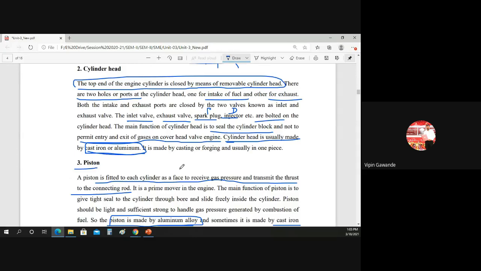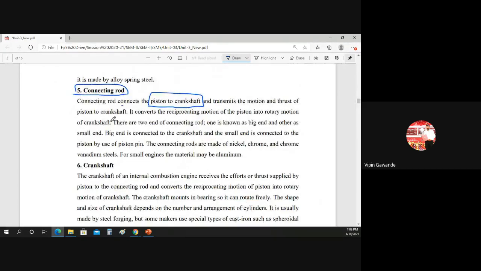Okay, so that is your connecting rod. We have seen here, there are two ends of the connecting rod. So here there are two ends of this connecting rod. Now one end is called the big end and another is called the small end. Now big end means what? Big end is connected with the crankshaft.